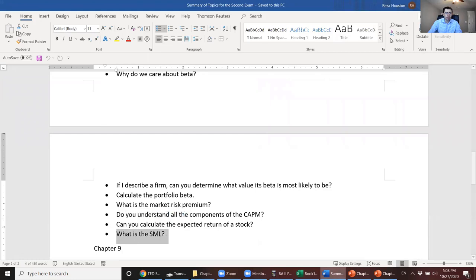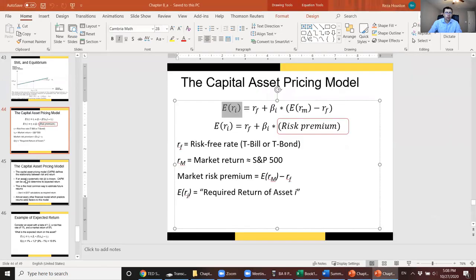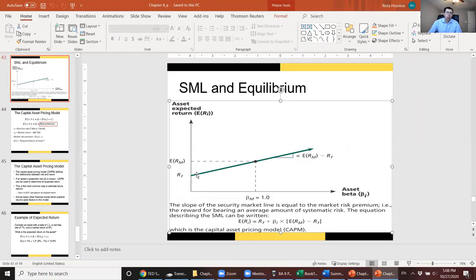Right, finally, what is the SML? Well, the SML is this line, or the security market line. It literally just represents the relationship between an asset's beta on the x-axis and the expected return on that stock on the y-axis. So higher beta means higher expected stock return. And here's the CAPM down here.